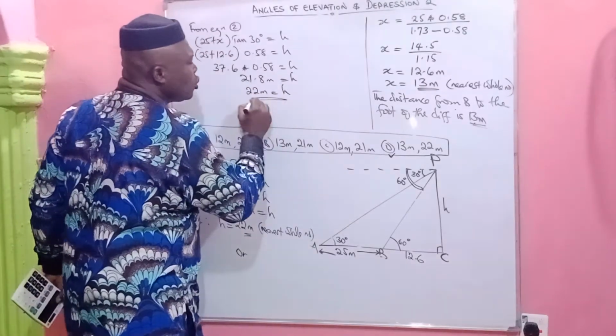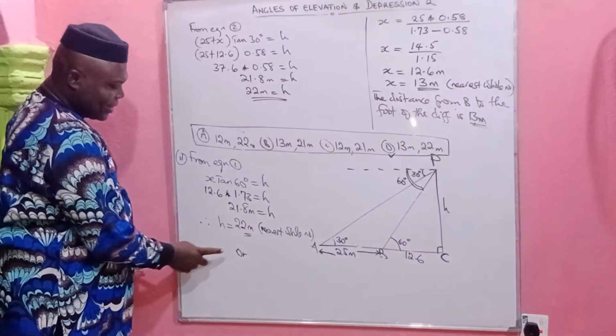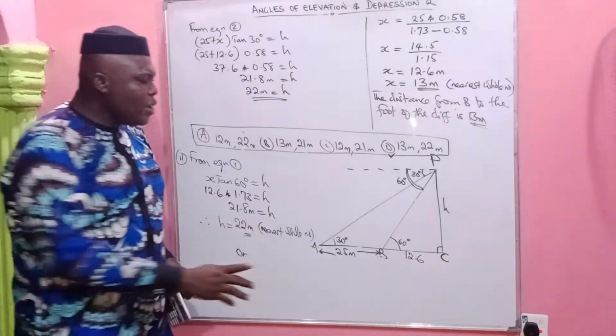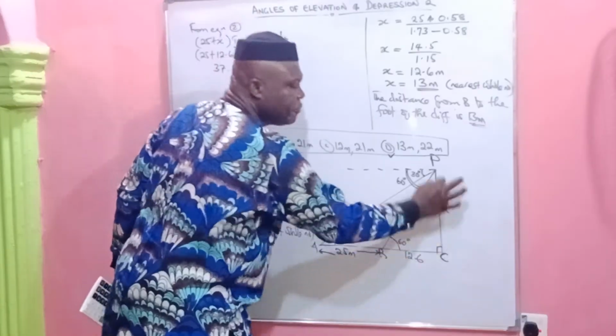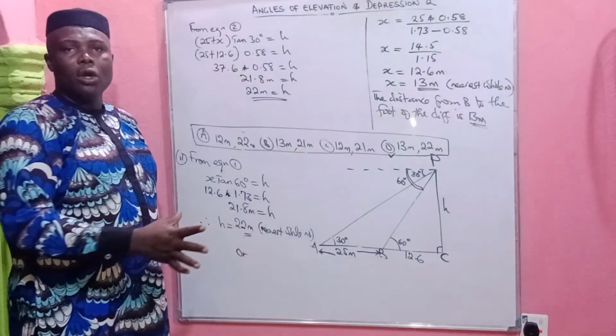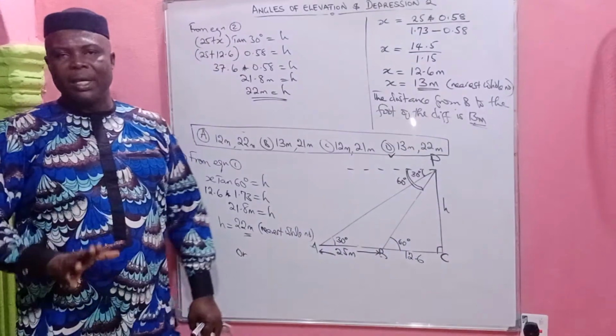So you can see that whether we use the first equation or the second equation, you will still have 22 meters, which means that the moment you have calculated your x, it's easy for you to get the height, either by using the small triangle or the big triangle, which is either by using equation 1 or equation 2. The height will still be the same.